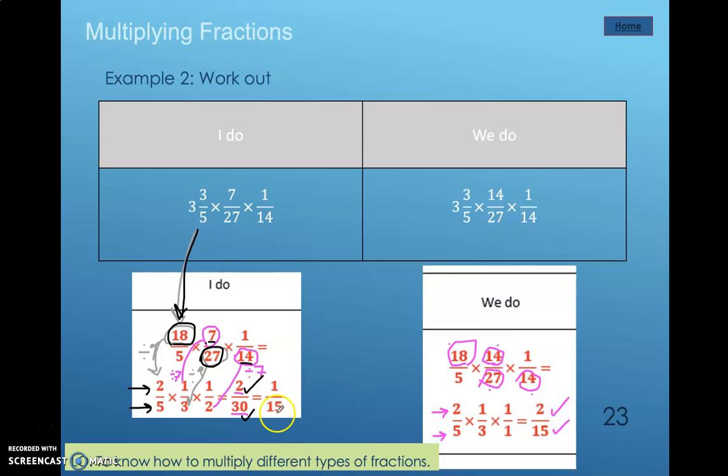Okay, so here we go. So again, we have 18 on the top and 27, which are both in the 9 times tables. So we can divide both of them by 9. Our 14 and 14 are both in the 14 times tables, so they can both be divided by 14. So then we times the numerators together to get 2, and the denominators together to get 15. Make sure you've copied that down.